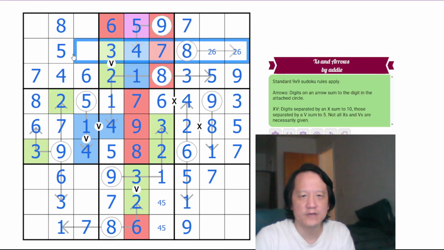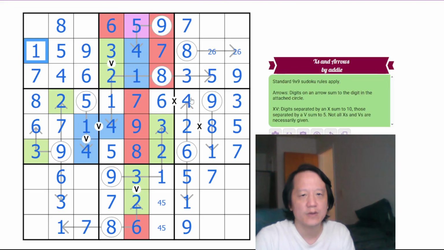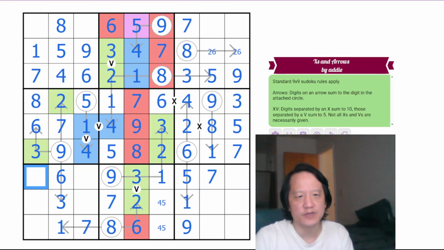We have 7 digits accounted for in row 2. The only remaining digits are 1 and 9. This can't be 1 because of 1 in the column, so this is 9 and 1. Remaining digits of row 7, we have 2, 4, and 8. This can't be 8 because of 8 in the column, so it's 2 or 4. No 4 because of 4 in the column, 2 and 8.